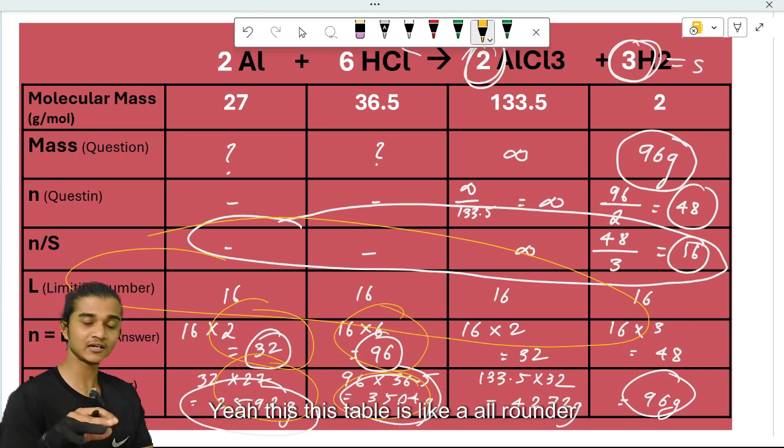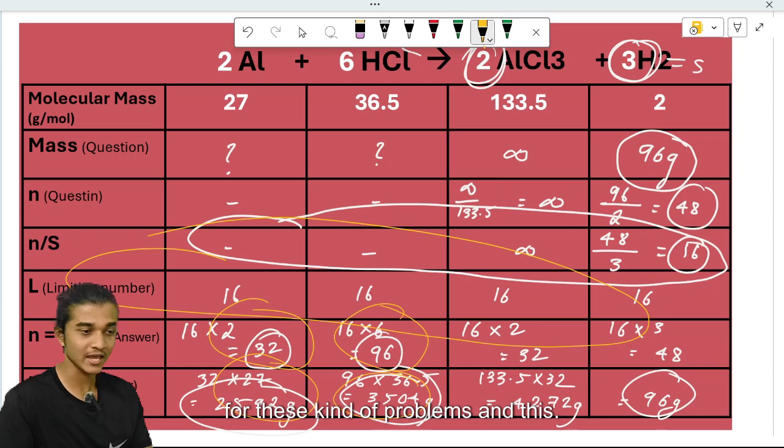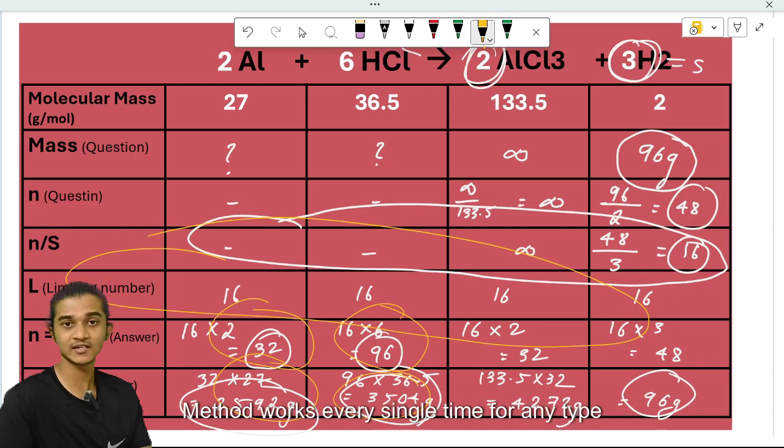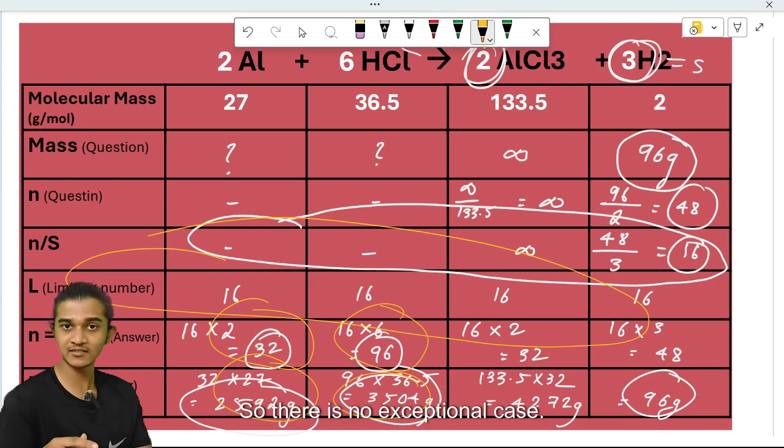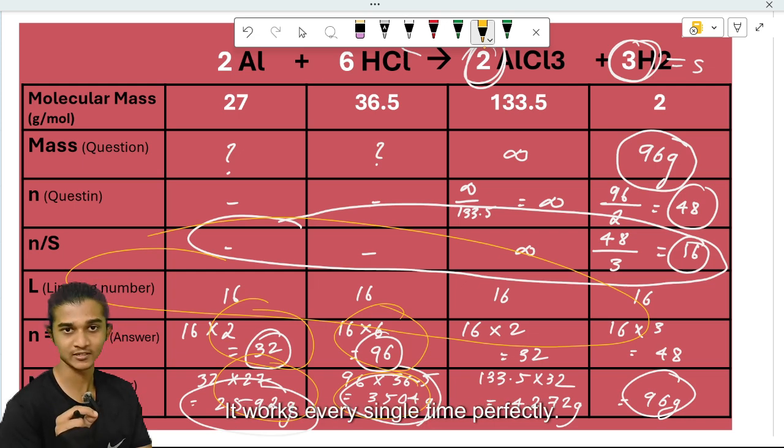This table is like an all-rounder for these kinds of problems, and this method works every single time for any type of chemical reaction. So there is no exceptional case. It works every single time perfectly.